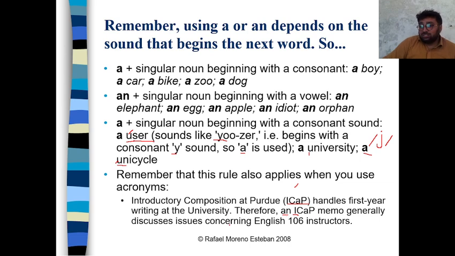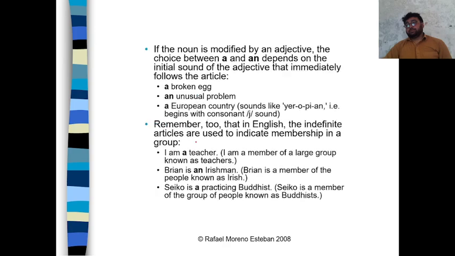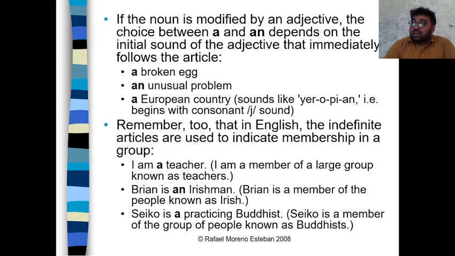Memo generally discusses issues. Okay, let's move on. If the noun is modified by an adjective, the choice between a and an depends on the initial sound of the adjective that immediately follows the article. So you should know, guys, whenever we are placing an adjective between the article and the noun, we will have to think specifically about this thing. Whenever we use an adjective, the article is going to be determined by the initial sound of the adjective.